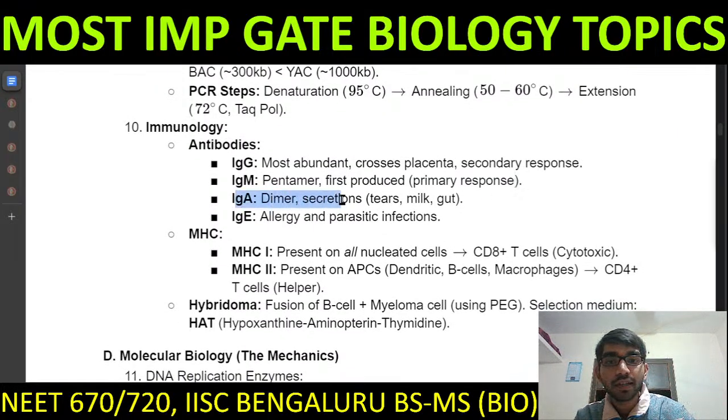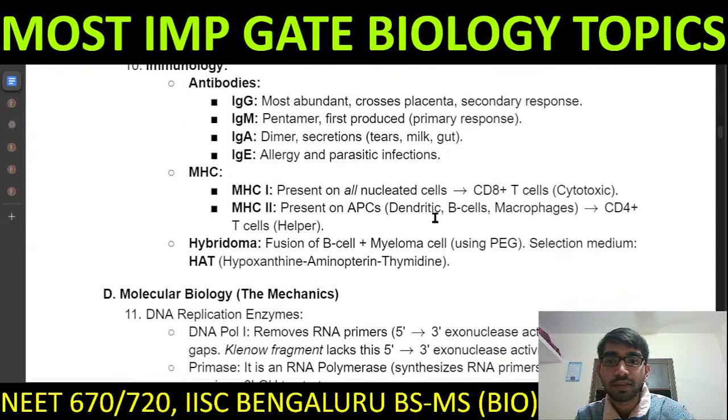IgA is a dimer and it is found in secretions like tears, milk, like colostrum, which is produced by the mother, and gut. And IgE is involved in allergy and parasitic infection. So E for allergy, you can remember this.